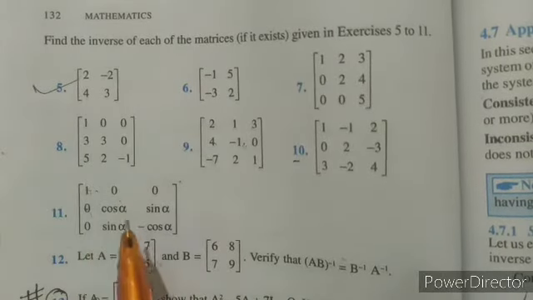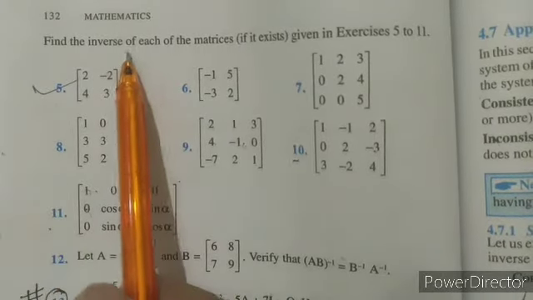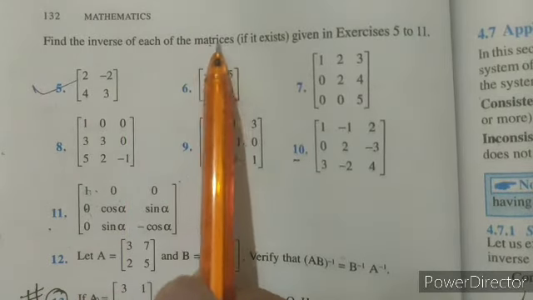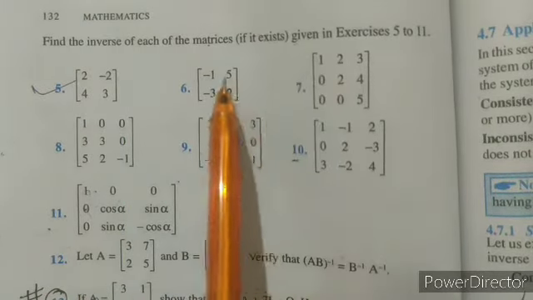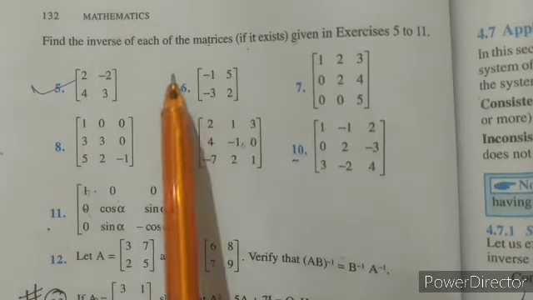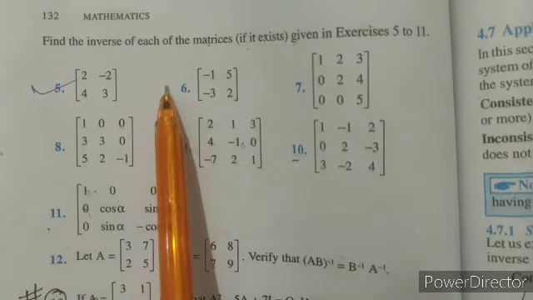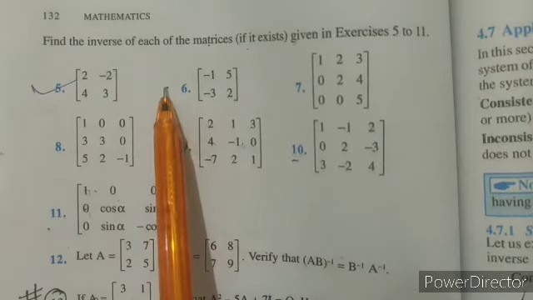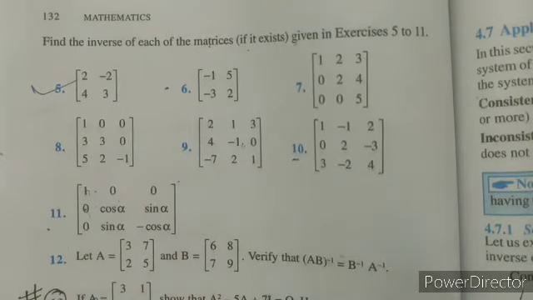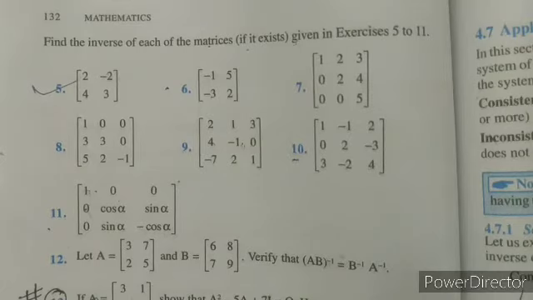Now from question number 5 to 11, we have to find the inverse of each of the matrices, if it exists. If it exists, that means first of all we have to find the determinant of A, and if the determinant of A is not equal to 0, then only we can say that the inverse of the matrix exists, and then we will find its inverse. That means we will find the inverse of only a non-singular matrix. The inverse of a singular matrix cannot be obtained.